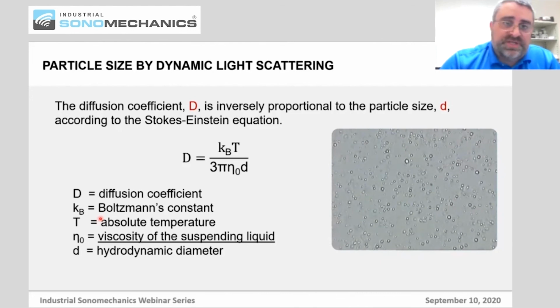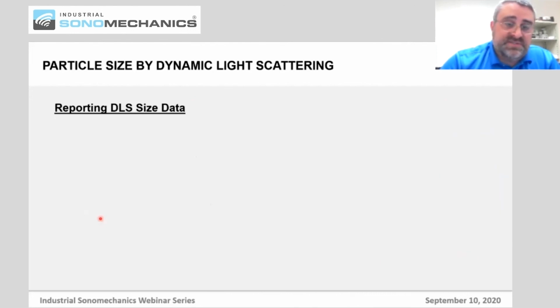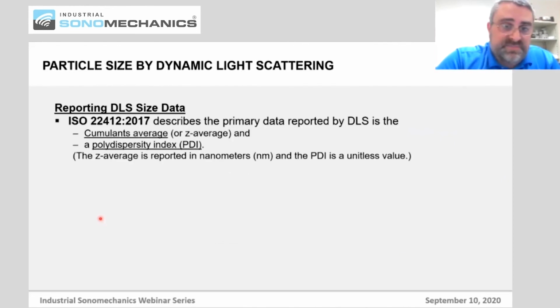So when we're reporting size data from DLS, there's a number of ways to report the data. The most accepted way for reporting size data is based on the ISO 22412 method. Its last revision was in 2017. It basically describes the cumulant average, or Z average, and the polydispersity index as the primary data you report. The Z average is reported in nanometers, and the polydispersity index is unitless. Polydispersity just tells you how broad the distribution is.